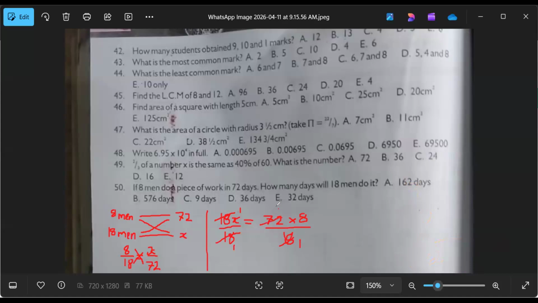And 4 times 8 is what? 32 days. I got it. Yes. And I think it agrees, right? If 8 men do a job in 72 days, then 18 men should do it in a lesser number of days, right? Yes, sir. And you can see our reasoning works. Okay, so you can go ahead and write it down. Well done.